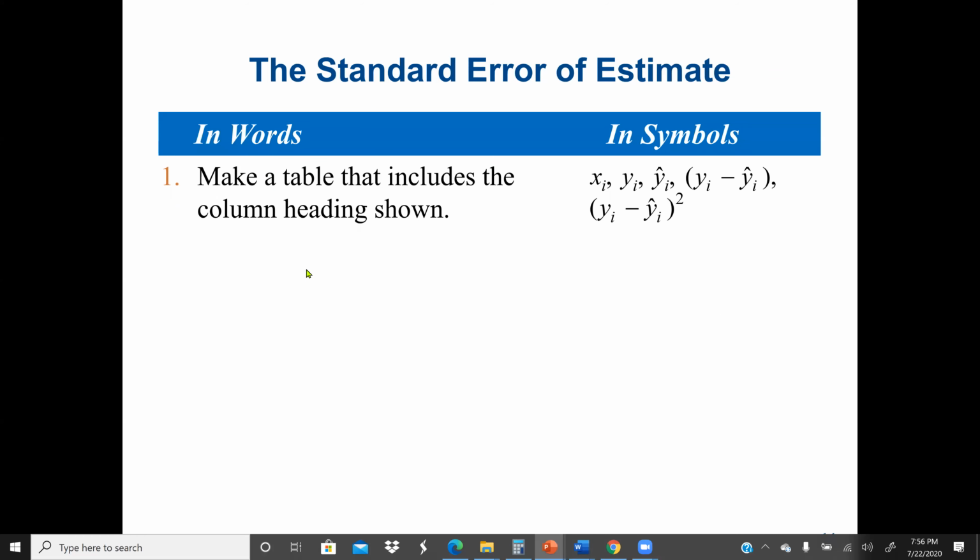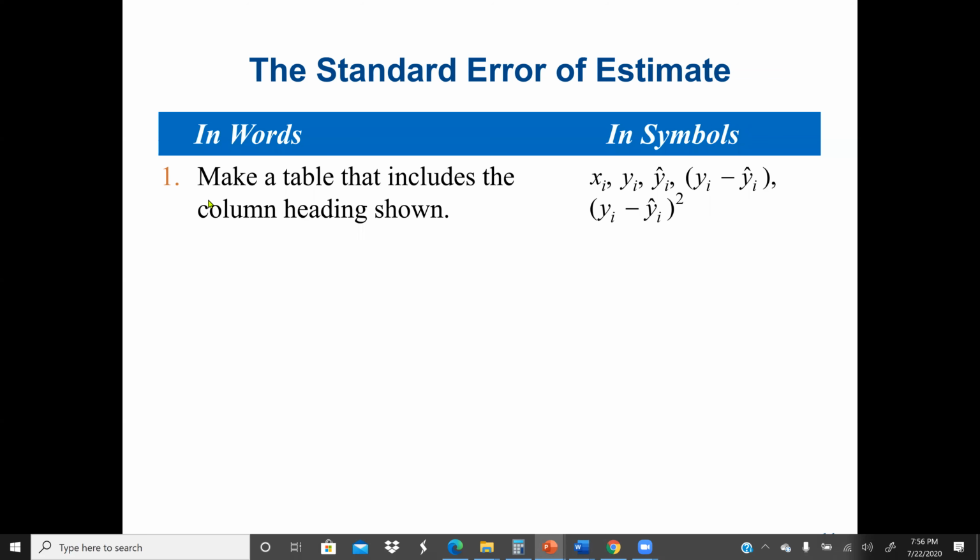So these are the steps in finding the standard error of estimate. And the goal of finding the standard error of estimate is to know, more or less, the variation of the data of the actual Y value and the predicted Y value, how they vary. So the smaller the standard error of estimate, the better the predicted value, because the difference, which is the error between the actual value and the predicted value, is very small.